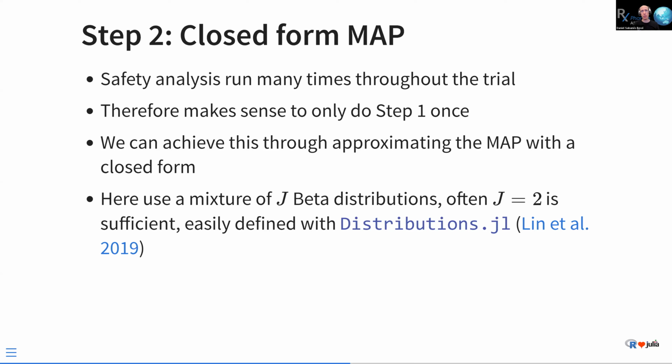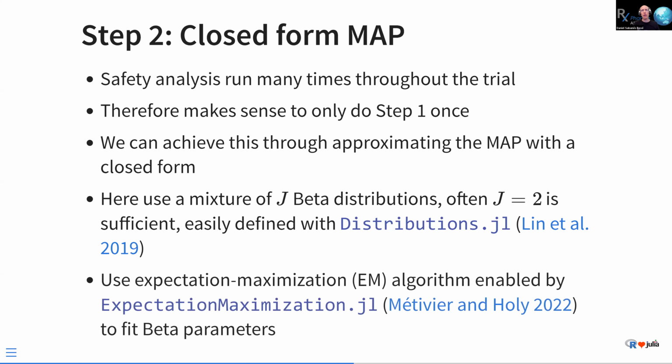And here, because we are between 0 and 1, we have a probability parameter. Here we can mix beta distributions, and often 2 of them are already sufficient, right? These mixtures of distributions are already defined in the Distributions.jl package, and we can use the expectation maximization algorithm, enabled by another package, to fit the parameters of these.